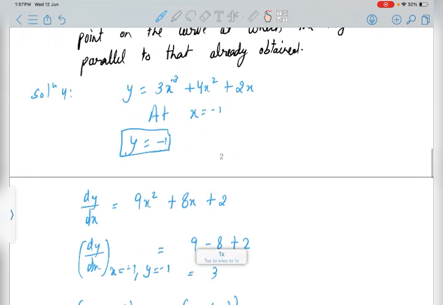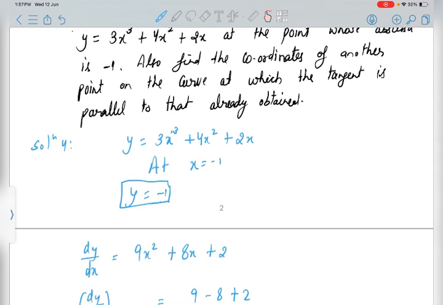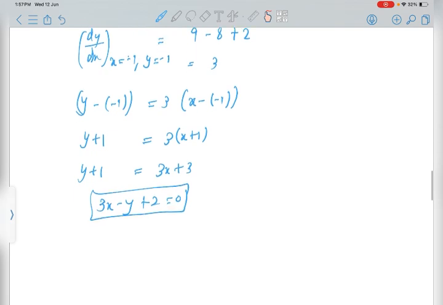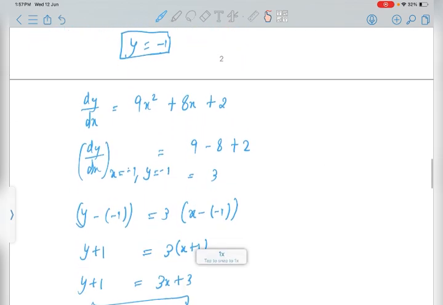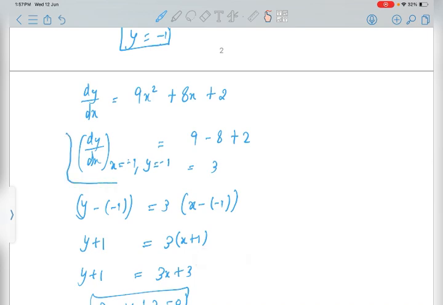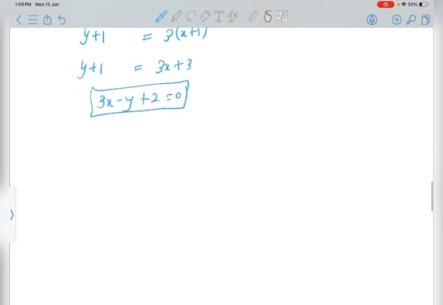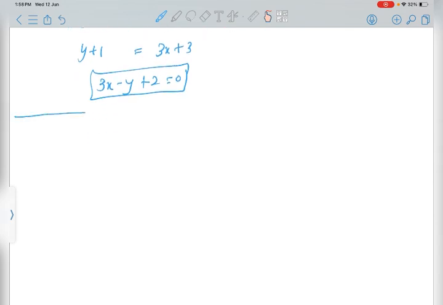Now next part is: also find the coordinates of another point on the curve at which tangent is parallel to that already obtained tangent. Means क्या कह रहा है, अब वो पॉइंट भी फाइंड करो जो अभी हमारा स्लोप ऑफ टेंजेंट आया, दैट इज 3. अब ऐसे पॉइंट फाइंड करो जहाँ पे इसके पैरेलल टेंजेंट बन सके. मीन्स ऐसी पॉइंट कोऑर्डिनेट्स फाइंड करो जहाँ पे स्लोप ऑफ टेंजेंट इज 3 हो. कोई इशू नहीं है. तो dy by dx वी नो. इस पार्ट के लिए हमें dy by dx ऑलरेडी मिल गया. वी नीड टू फाइंड x कोऑर्डिनेट और y कोऑर्डिनेट.